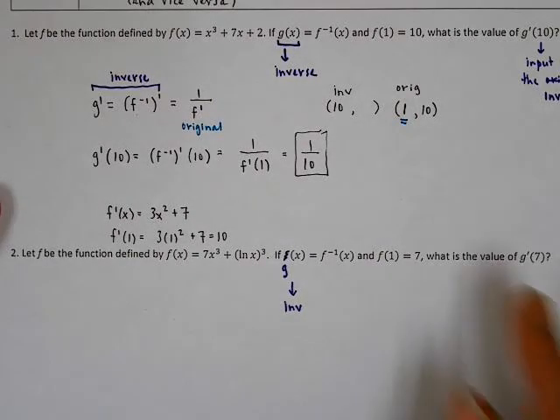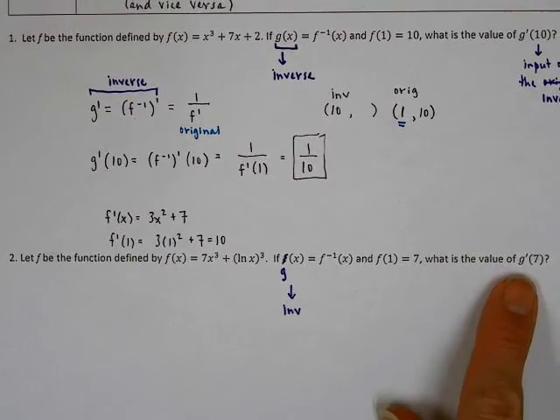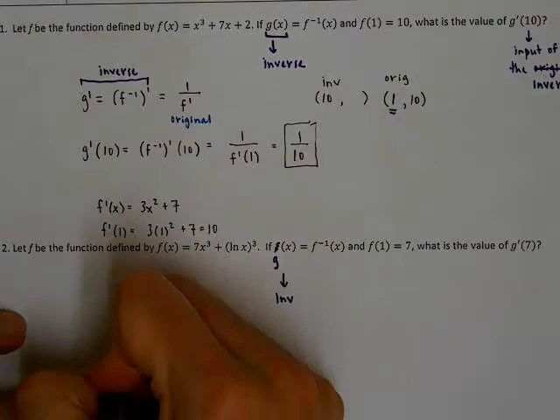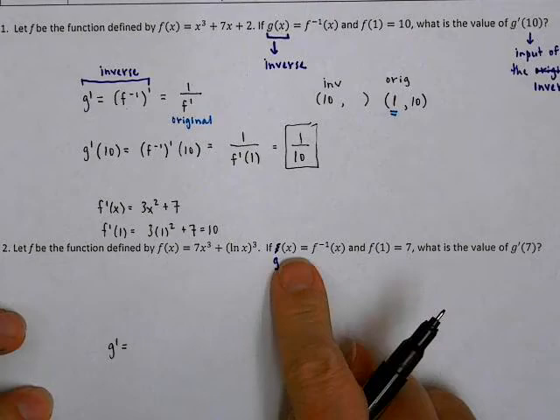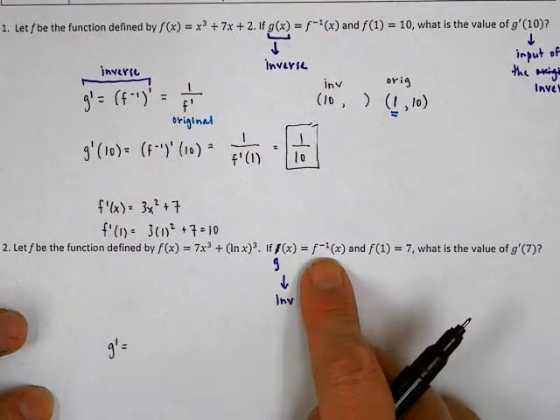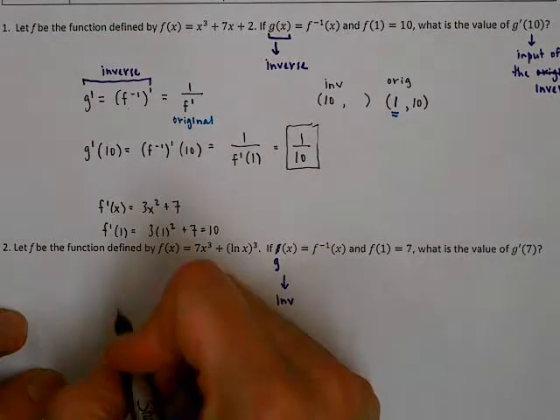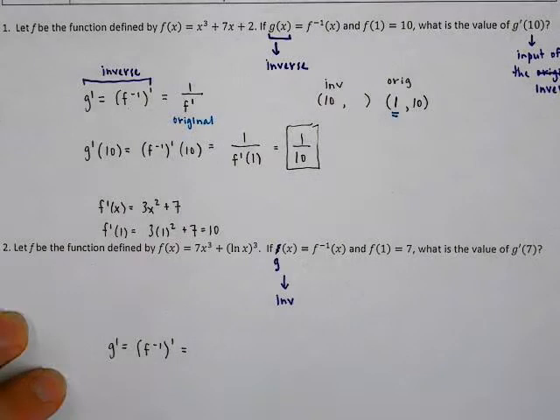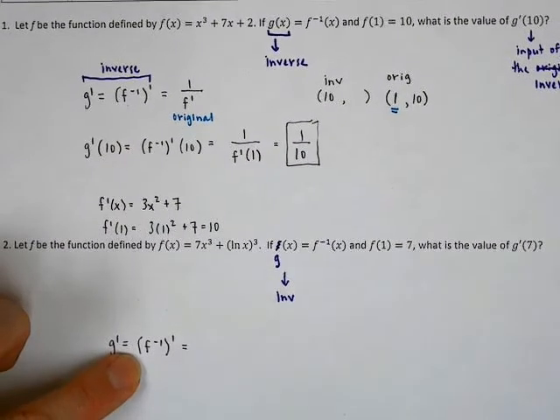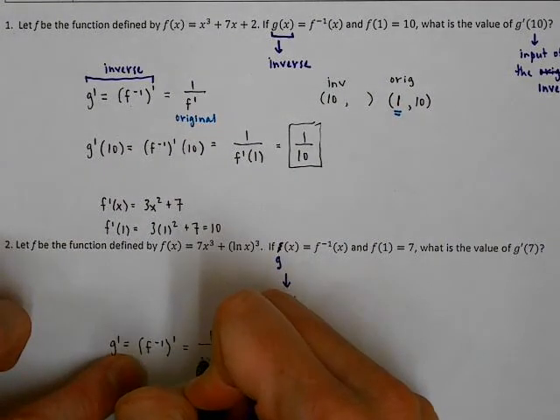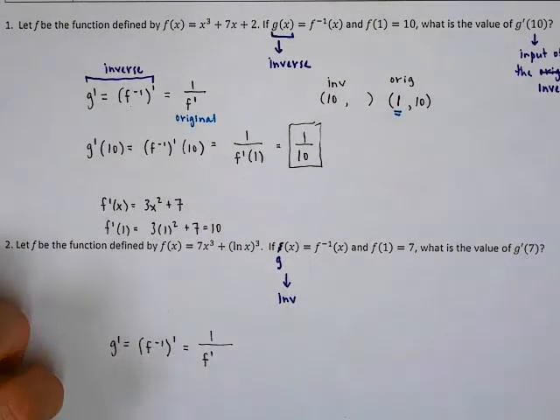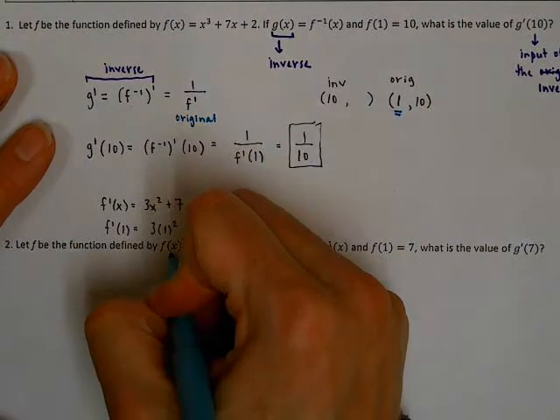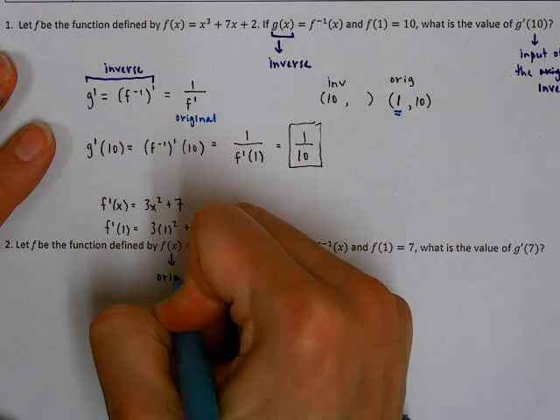So let's see what we know. I'm finding g prime, and I know g is the inverse. So g prime of x has to be the derivative of the inverse. And we said the derivative of the inverse is the reciprocal of the derivative of the original. So f is my original function. So I'll make a note here. This is my original.